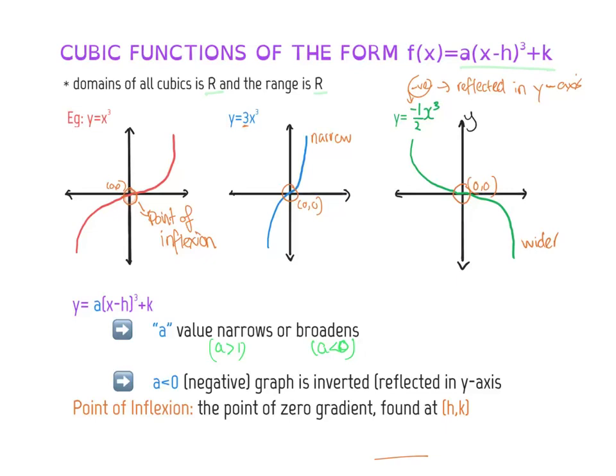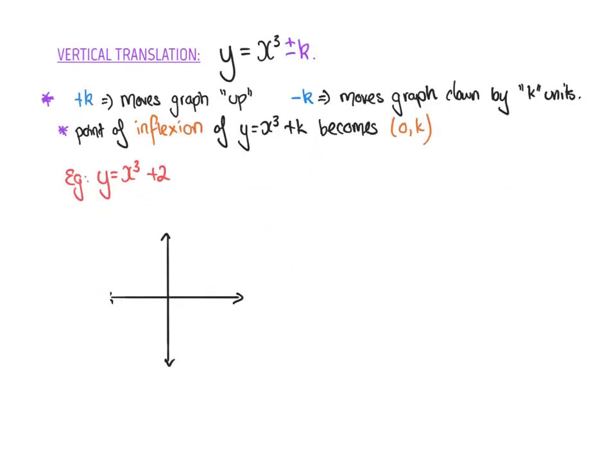The way we can find the point of inflection is using this h value and the k value. You can see here, you find it at (h, k). So when we have a minus, it becomes h. If we had a plus h, it would be minus h in the inflection. Okay, with this plus or minus k, that's the vertical transformation. So plus or minus will move the graph up and down.